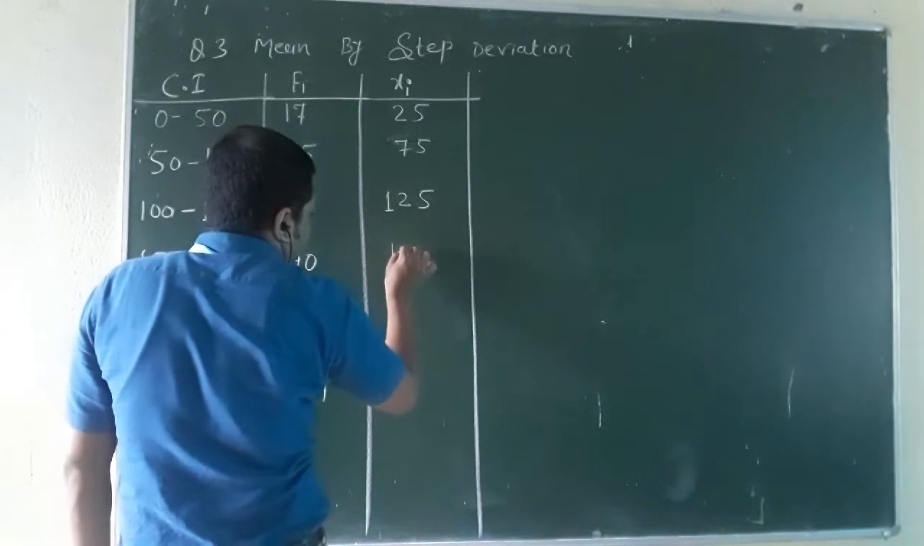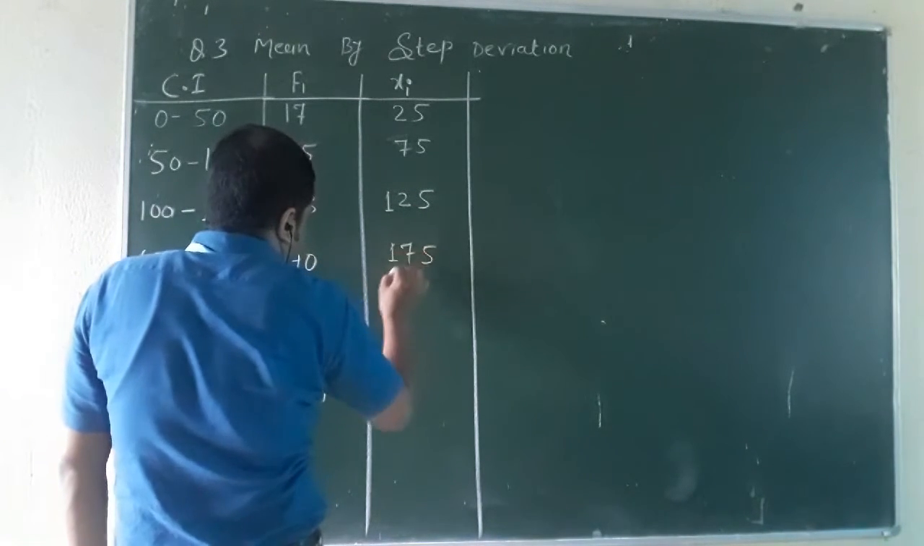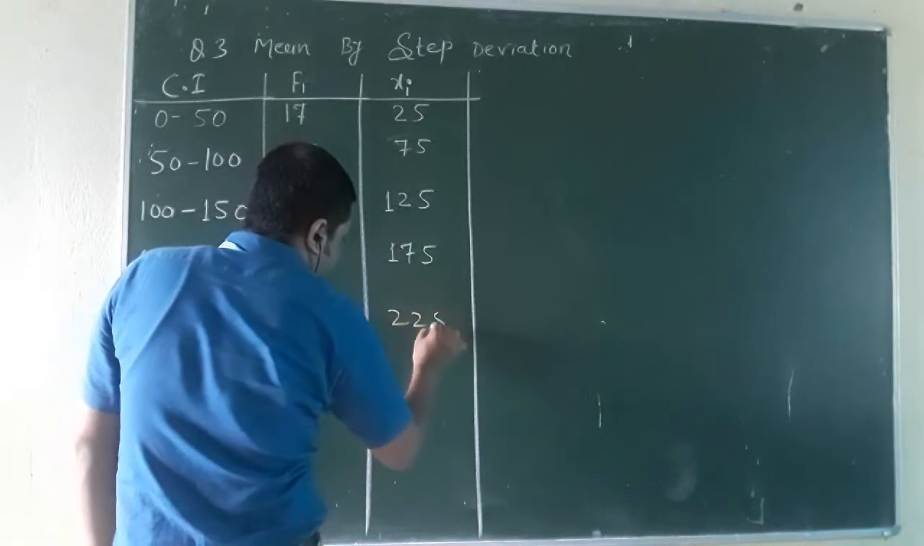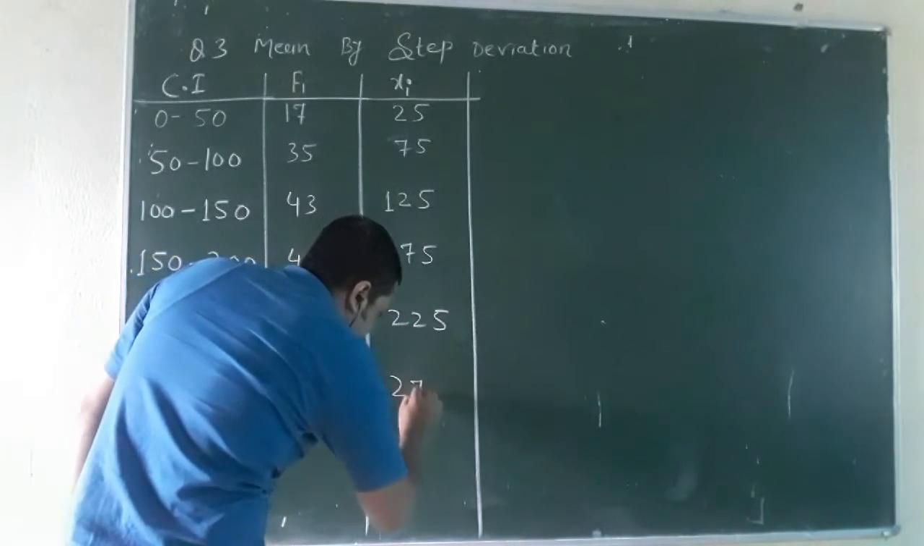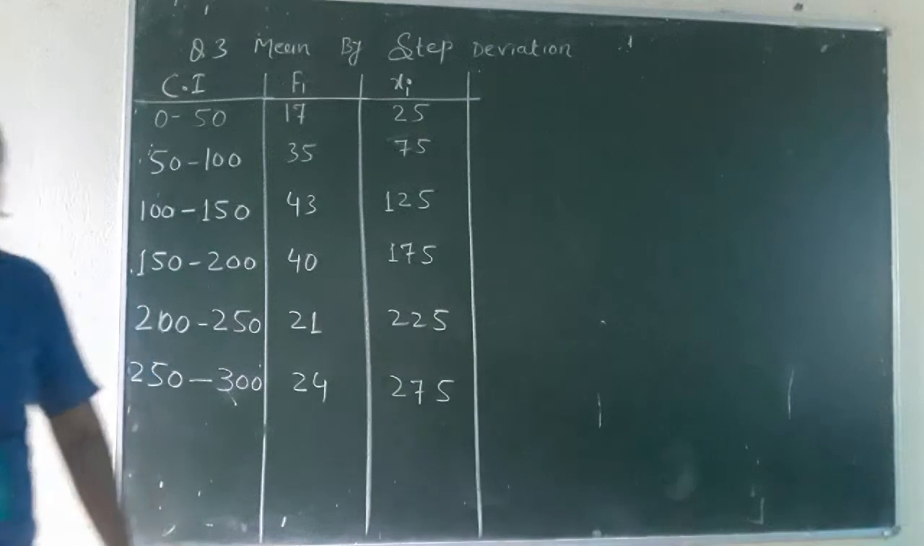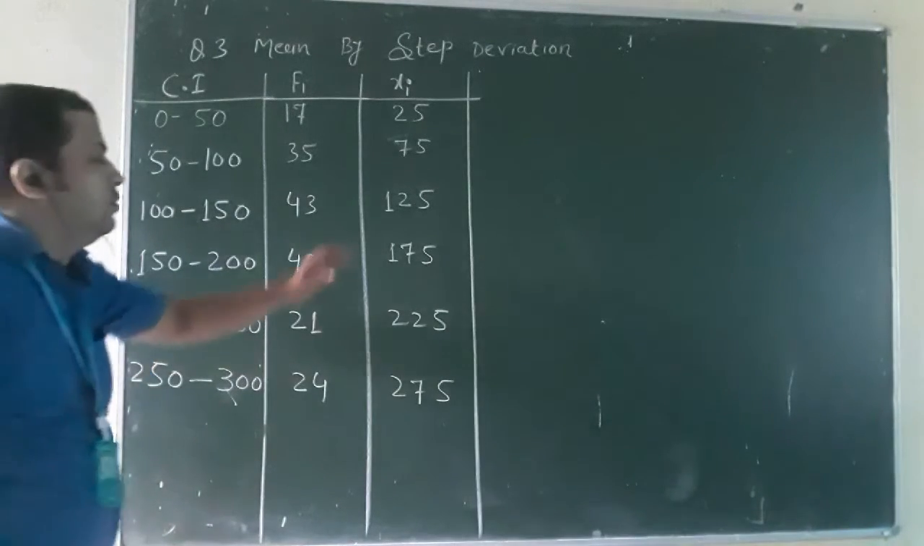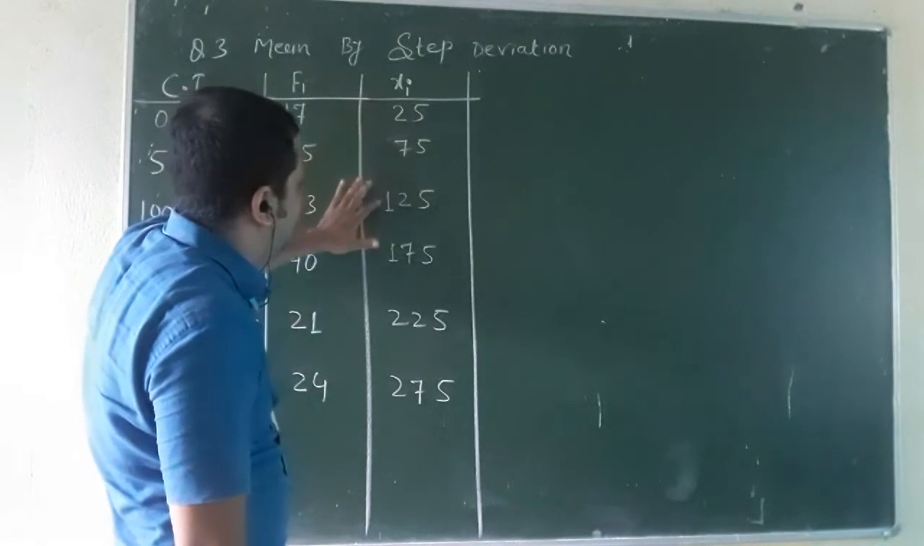For this one it will be 175. Again for this one it will be 225. Now for this one it will be 275. Okay, after this we have to put a. So first of all we will count 1 2 3 4 5 6.